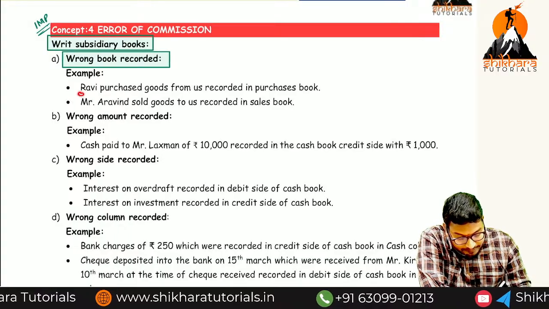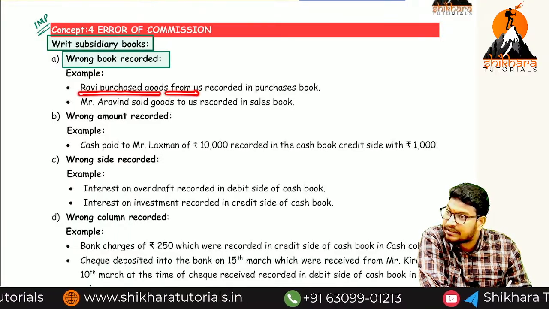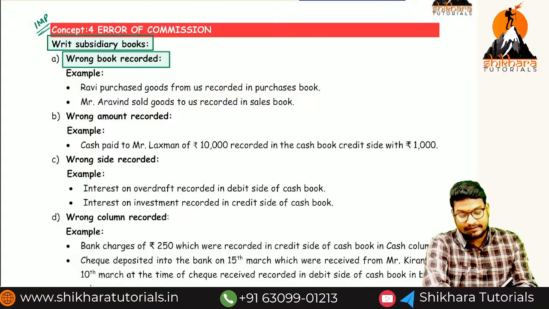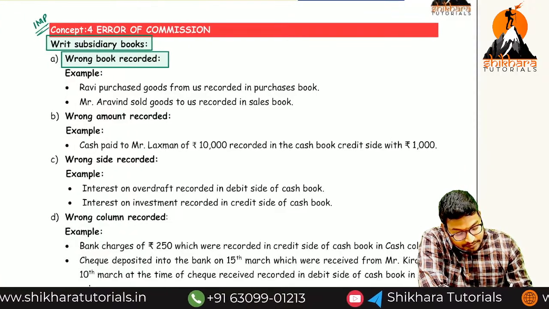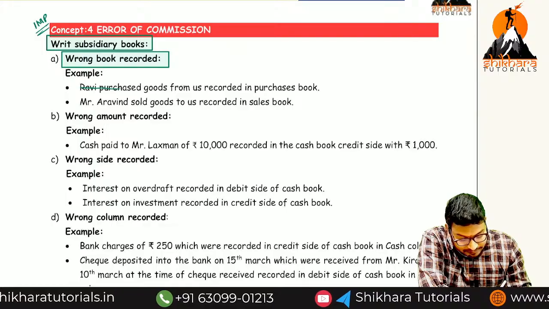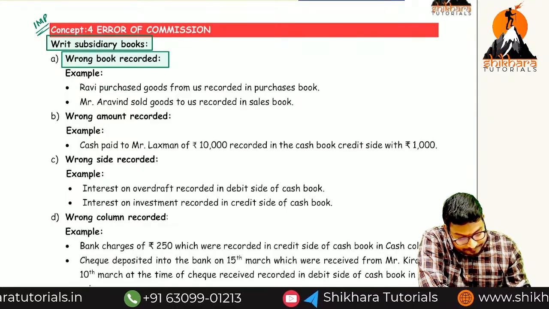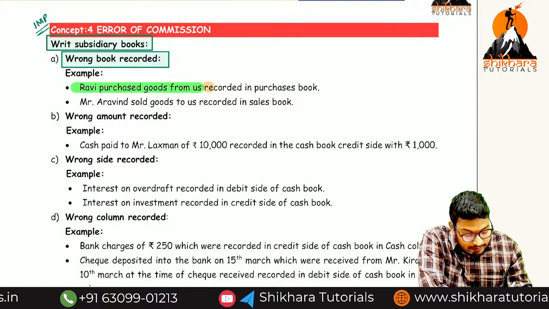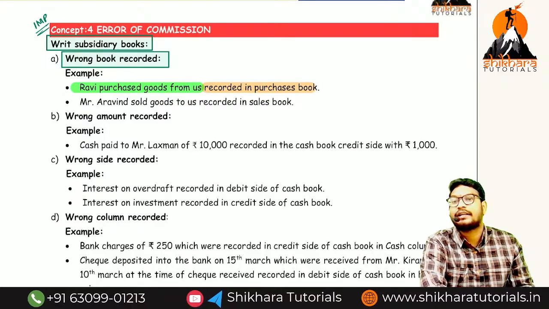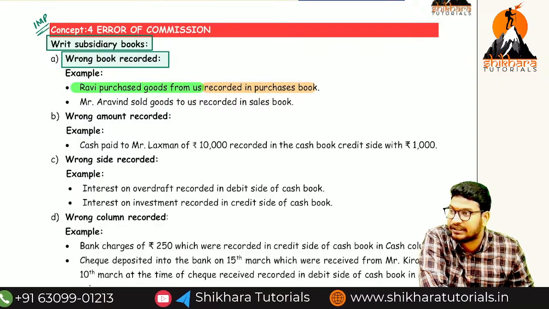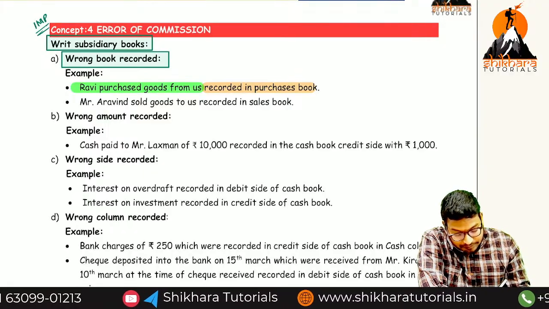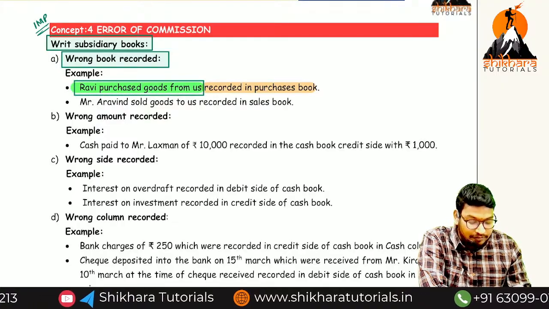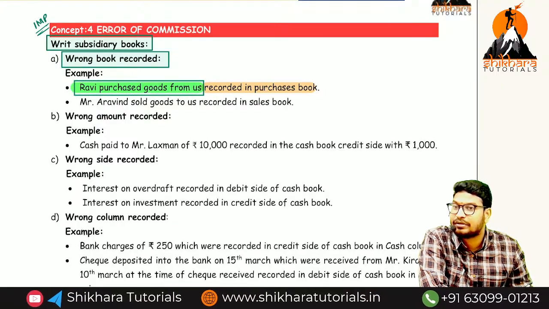So the first one: Ravi purchased the goods from us, recorded in the purchase book. Is this the right transaction or the wrong transaction? Wrong. Up to "Ravi purchased goods from us" is right. What is the mistake they have done? Recorded in the purchase book. Recorded means subsidiary books or ledger. Ravi purchased goods from us means we have sold the goods. It should be recorded in the sales book because it is a credit transaction.